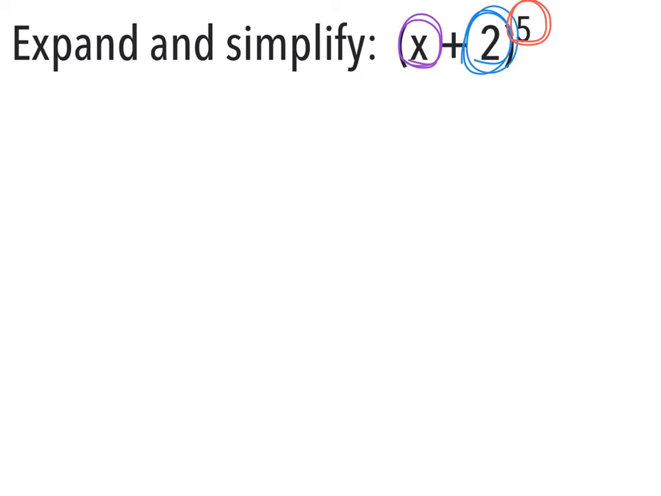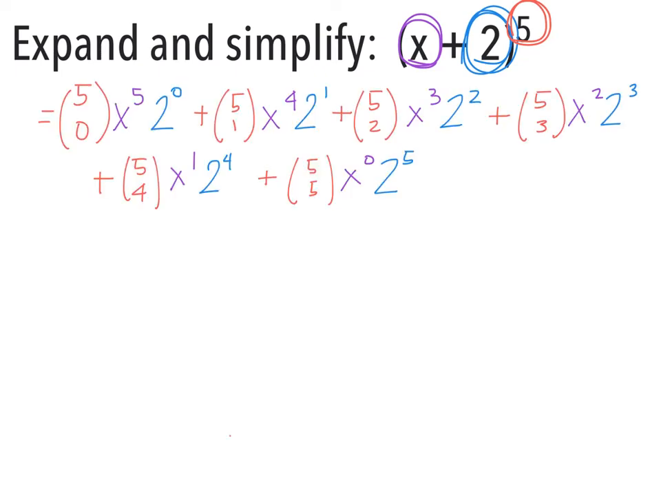Let's write it out. All right, so when I enter in all this stuff, I have 5 choose 0. And then it would be 5 choose 1, 5 choose 2, 5 choose 3, 5 choose 4, 5 choose 5. And also you notice that x starts with to the 5th, to the 4th, 3rd, 2nd, 1st, and 0. And 2 is going to start at 0, 1, 2, 3, 4, and 5. So I'm going to simplify that.